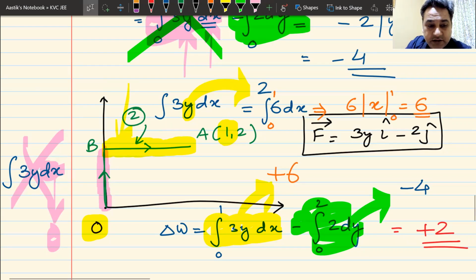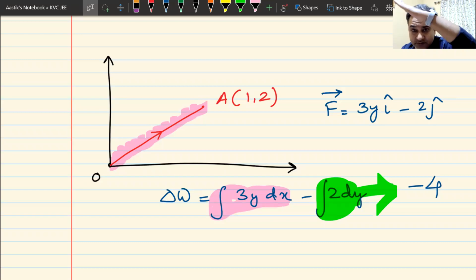But look at the question now. The red path. Do you see Y constant? I don't see it. It is like this. Y cannot be constant. Y is varying. So how can you say Y is 2? Do we realize what we have done, beta? What was the difference there? What is the difference now? Anyone?